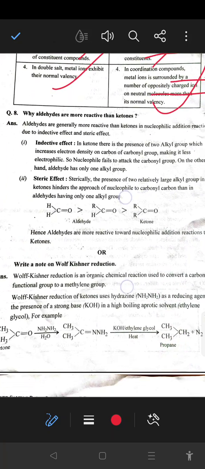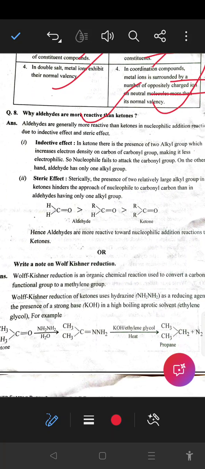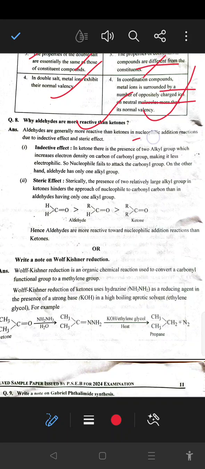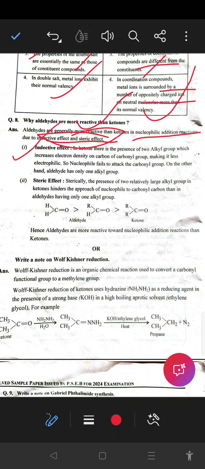Next question is, why are aldehydes more active than ketones? Aldehydes are generally more active than ketones in the nucleophilic addition reaction due to the inductive and steric effect. In case of inductive effect, in formaldehyde especially no alkyl group is present, only hydrogen is present, and in case of aldehyde one alkyl group is present, and in case of ketone two alkyl groups are present.